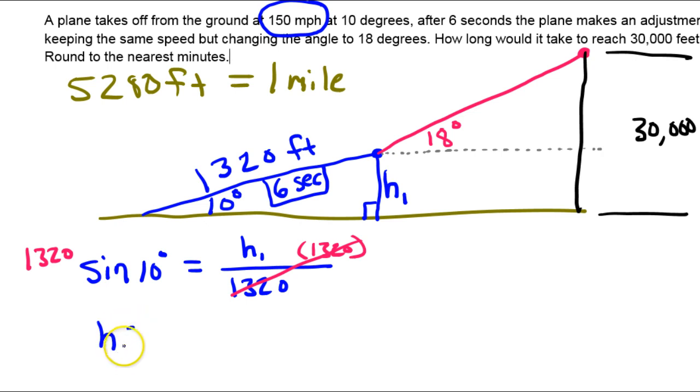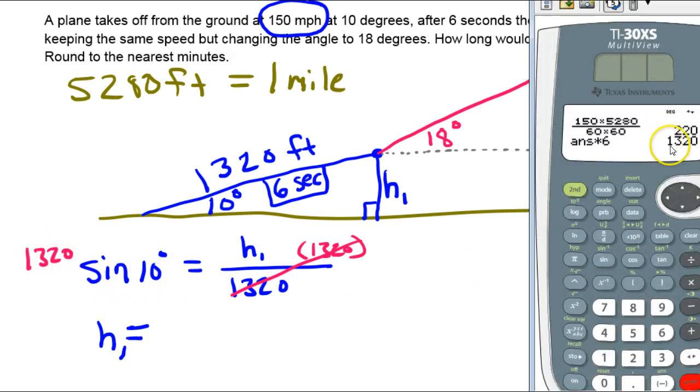So here we go. So H1, I'm just going to put this in my calculator. 1,320 times sine 10. I've already got the 1,320, so I'm just going to go times sine 10. Alright, make sure we're in degree mode here, by the way. Okay, so that comes out to be 229.